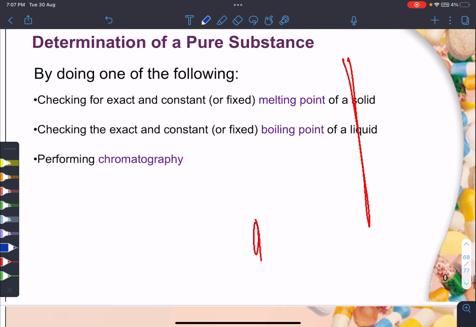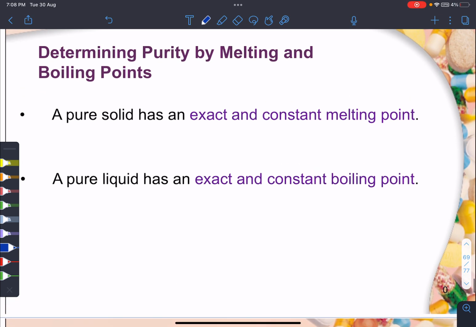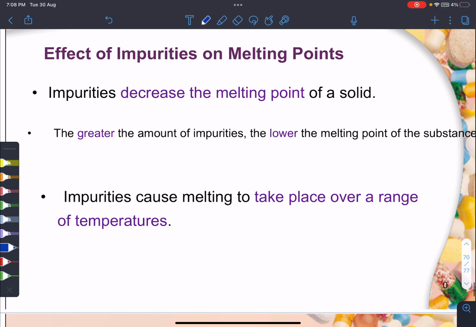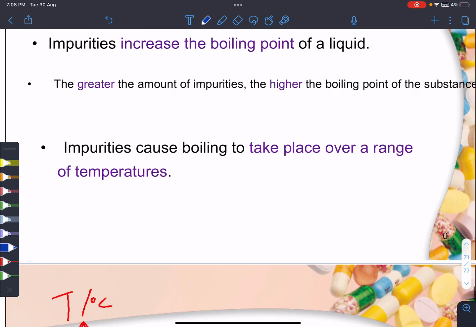So there are a few things we can do. Technically, there are 2 things, number 1 and number 2. I will tell you that this is preferred. What does it mean? A pure solid has a fixed melting point. A pure liquid has a fixed boiling point. Means impurity decreases the melting point and increases the boiling point.